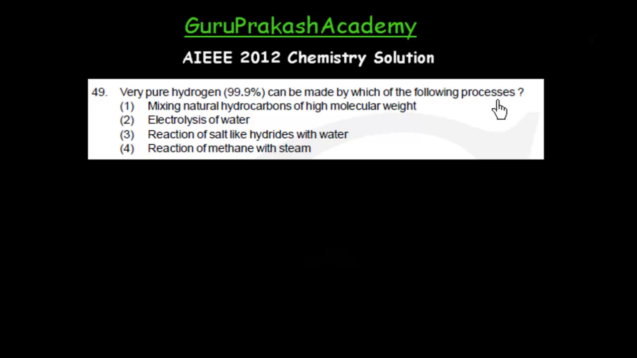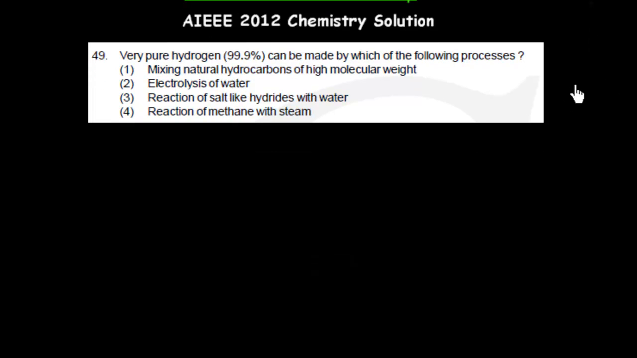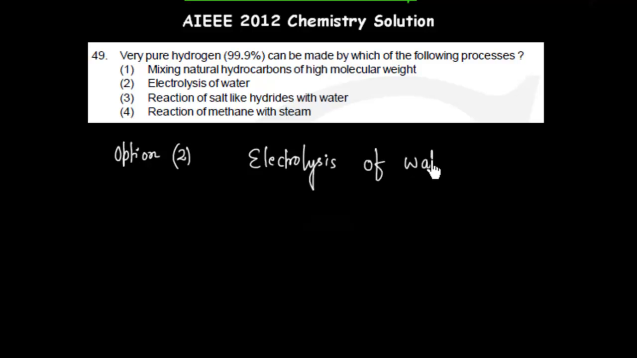Now this can be made by electrolysis of water. If you do electrolysis of water, you will have hydrogen that comes out very pure. So in this case option 2 is the right answer. Very pure hydrogen can be made by electrolysis of water. So you can use electrolysis of water to get very pure hydrogen.